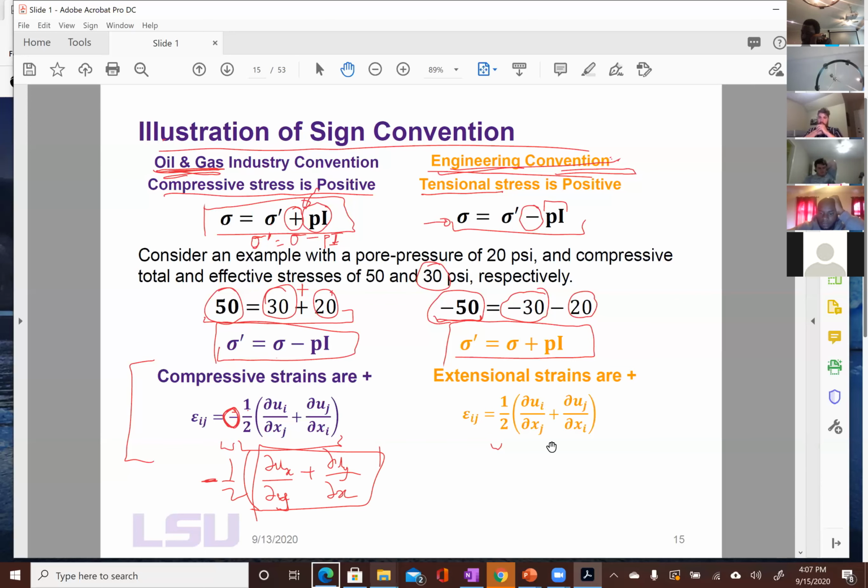That's the gist on this slide. Any question? This is actually very important. If someone doesn't understand this, and is using software that's using this convention, then they're just going to be struggling.